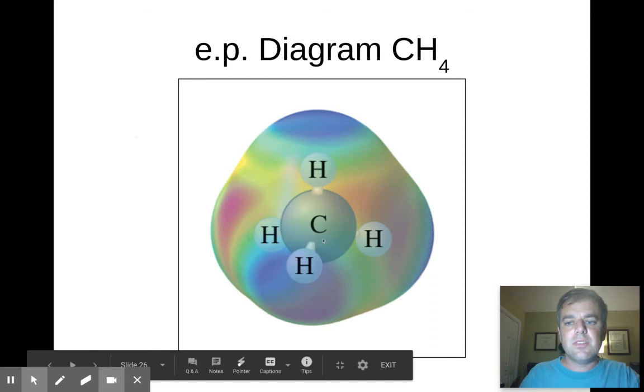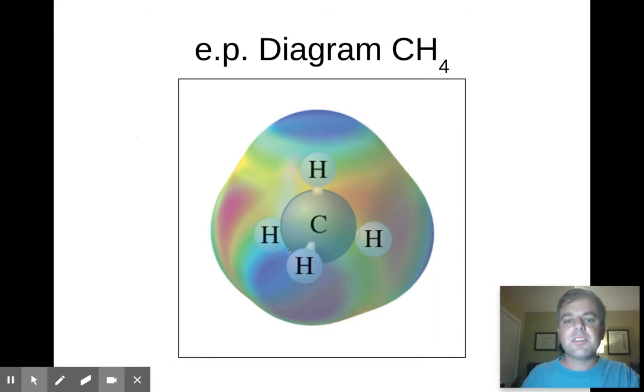CH4, methane. It's similar. It's got four hydrogens. Also, this molecule is relatively nonpolar because it's just carbons and hydrogens. So even if the hydrogens and carbons had significant differences in electronegativity, the molecule would still be nonpolar because the dipoles cancel each other out.